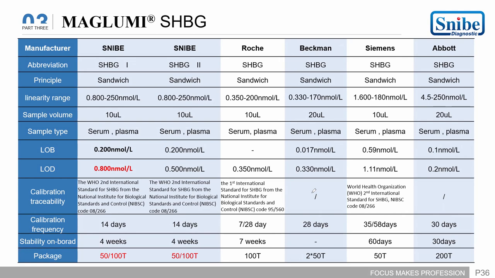What they have is standardization against other standards, so we have the latest calibration traceability. We have a stable calibration frequency of 14 days and an onboard reagent stability of 1 month. For pack size, we have a flexible 50 and 100 pack size. For companies providing a small test pack size of 50 tests, the customer needs to purchase two kits, so their inventory contains 100 tests and the onboard capacity pack size is 50 tests, while our reagent pack size is 100 tests.